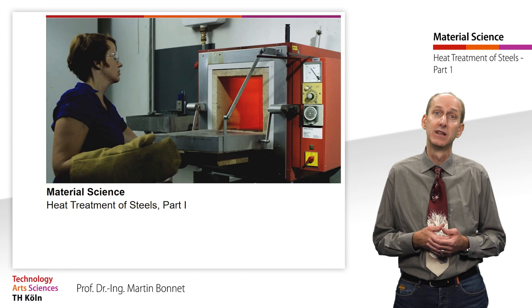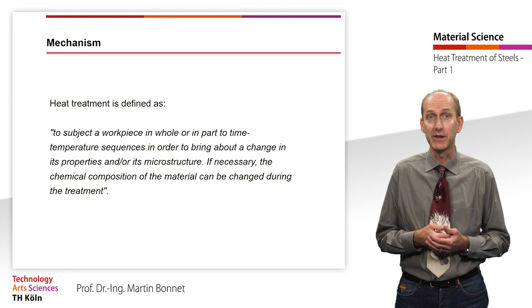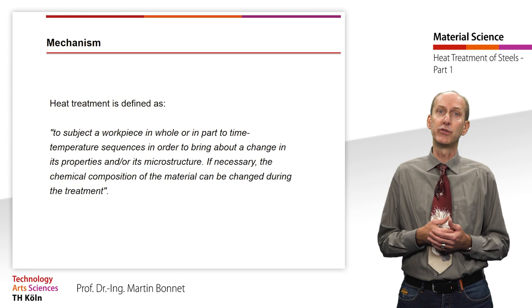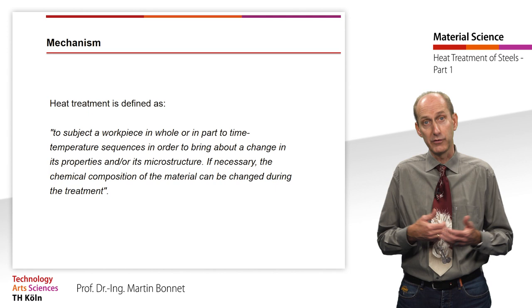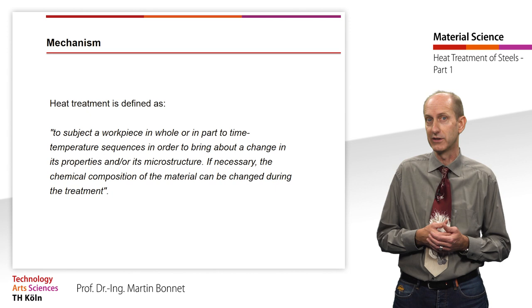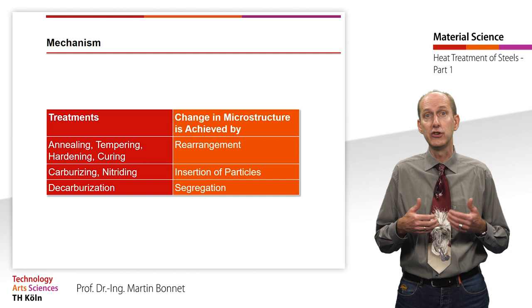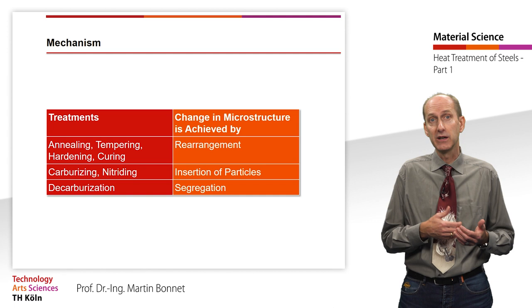of safety. Heat treatment is defined as to subject a workpiece in whole or in part to time-temperature sequences in order to bring about a change in its properties and/or its microstructure. If necessary, the chemical composition of the material can be changed during the treatment. The initial microstructure is transformed into the new microstructure with the desired properties by rearrangement, insertion, or separation of particles.